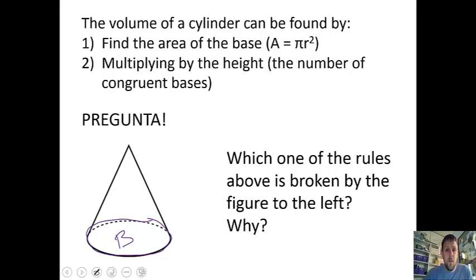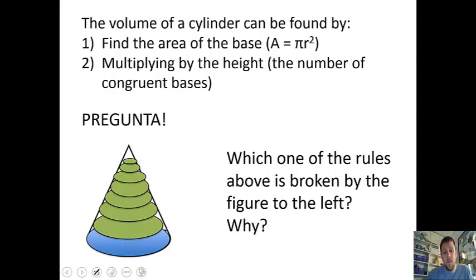You'll figure out the relationship, how to find the volume. But I want you to think about if I sliced this, it would look more like this. And so we know that we can find the area of the base as pi r squared. That's true. The base is a circle. Look at the blue base, and I can do pi r squared. But the number of congruent bases, they're not congruent. They change little by little, and they get smaller and smaller until they're one teeny point.